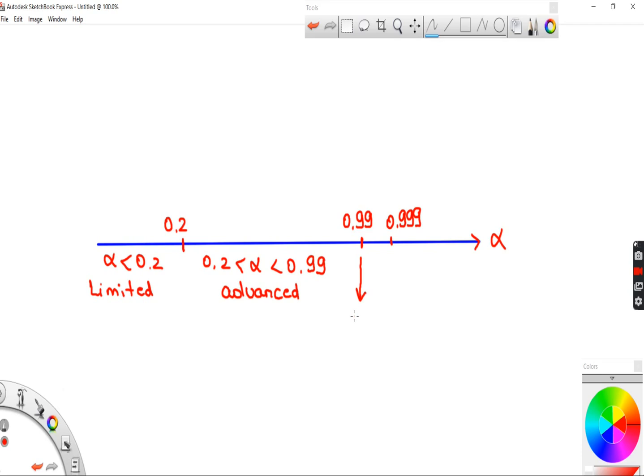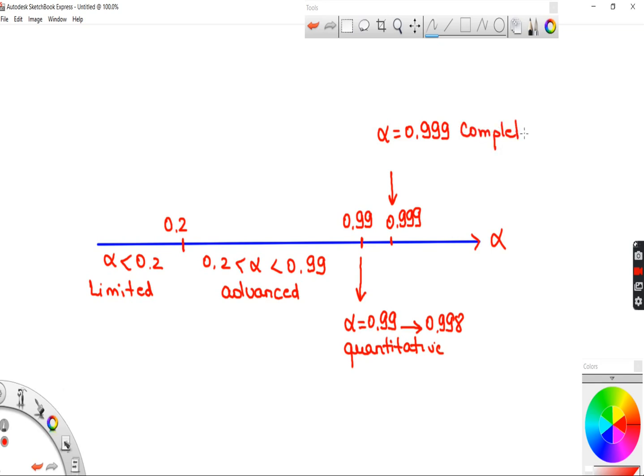And if alpha is exactly between 0.99 and 0.998, the reaction is quantitative. And if alpha is equal to 0.999, the reaction is complete.